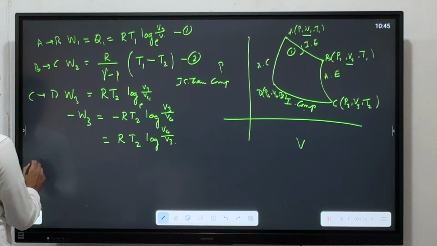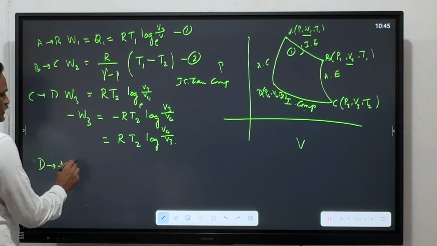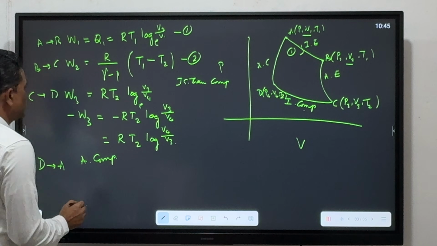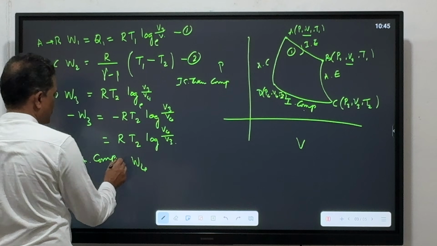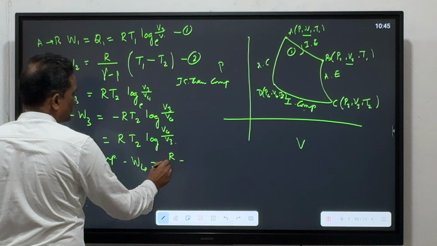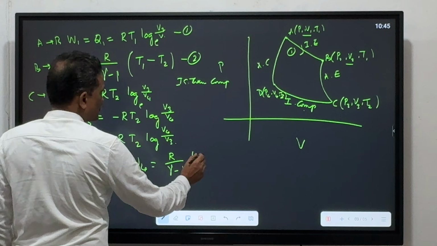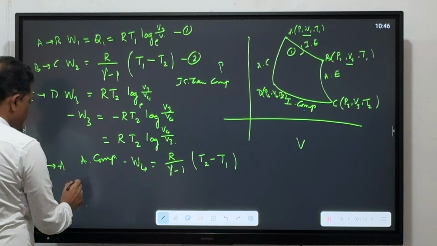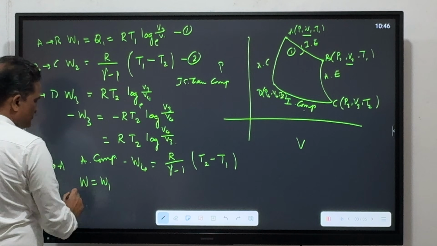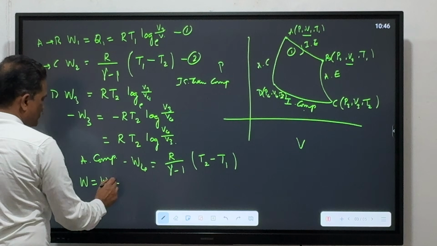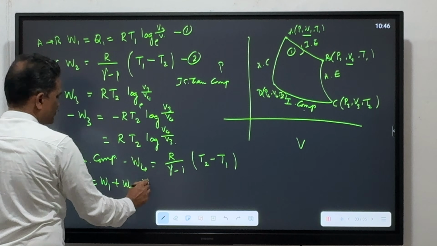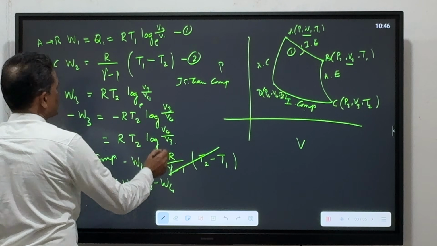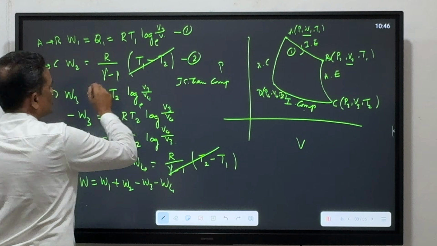The work done in the last process going from D to A, that is adiabatic compression. The work done in adiabatic compression is given by W4, even this is also minus, so W4 is equal to R by gamma minus 1, initial temperature is T2, final temperature is T1. When I add all these, the total work done is equal to W1 plus W2 minus W3 minus W4. So these two adiabatic process works done will cancel.